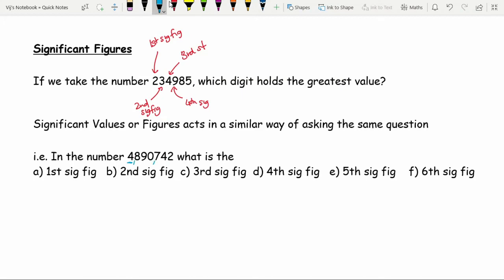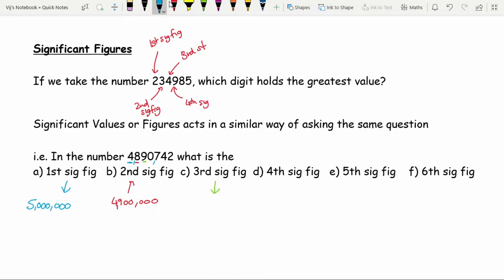So I want to round this number. When I'm asked to round to 1 sig fig, I'm looking at the first sig fig, which is a 4. What does that represent? Millions. So what's this number to the nearest million? Well, that's going to be 5 million. For the second sig fig, that represents the 8, and the 8 represents 100,000. So I want to round this number to the nearest 100,000. Well, that's going to be 4,900,000.